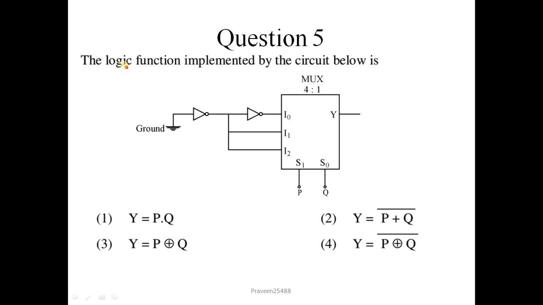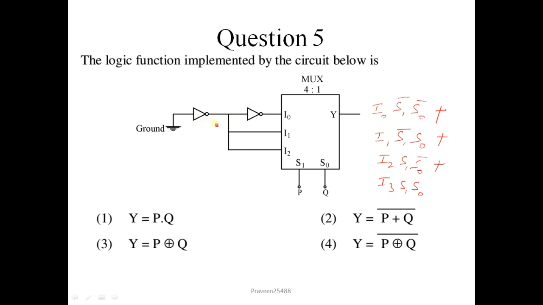Question number 5. The logic function implemented by the circuit below is. For any multiplexer, you have to evaluate the output. So for this, I'd like to give you a generalized expression. So Y is equal to I0 S1 bar S0 bar plus I1 S1 bar S0 plus I2 S1 S0 bar plus I3 S1 S0 for all four combinations of the select lines, their corresponding inputs.